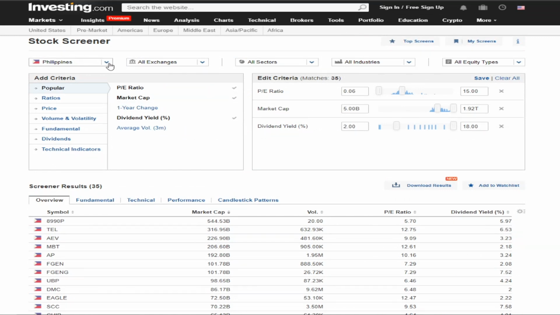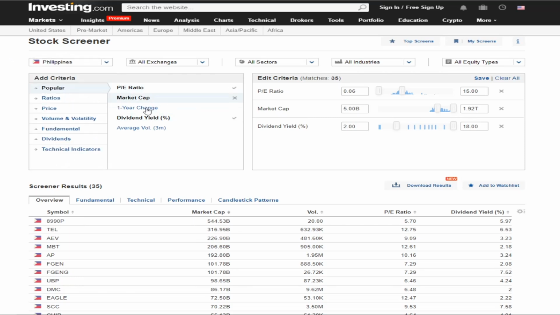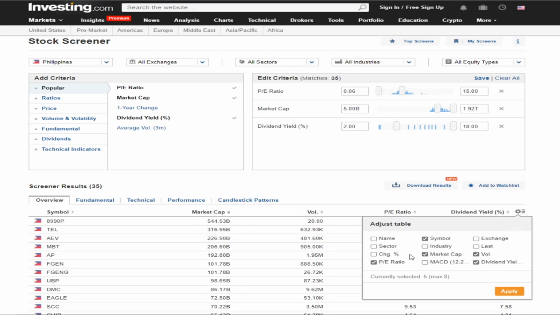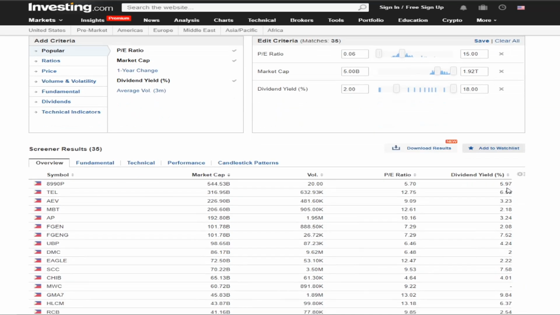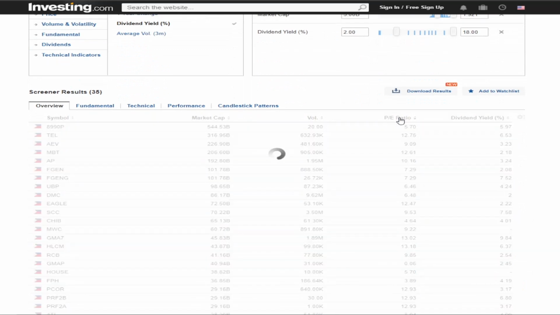So you just select your country here and you can choose what kind of company you want to search for. For example, you only want companies that have a PE ratio of less than 15 and a market cap of more than 5 billion. So you just have to clear out other things here to make things easier to understand. And there you have it. All companies that are trading at a PE below 15 and have a market cap above 5 billion.